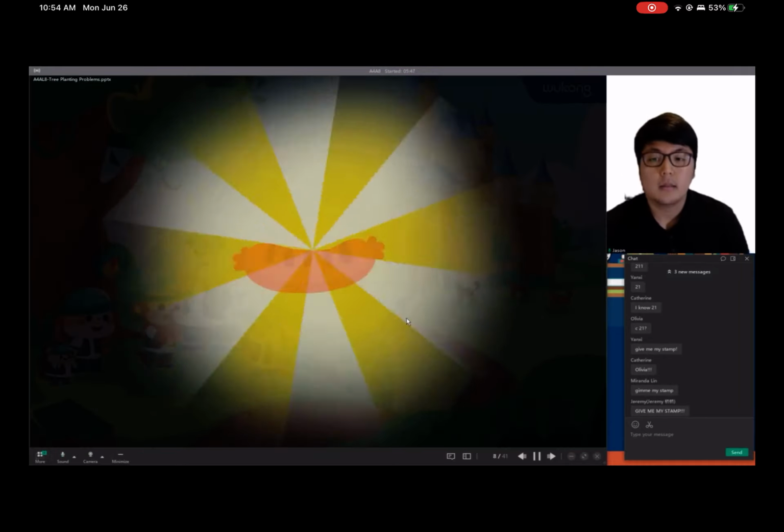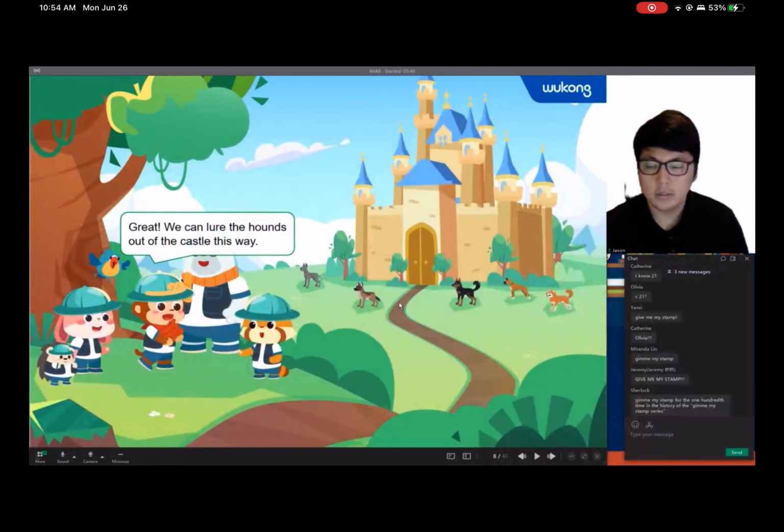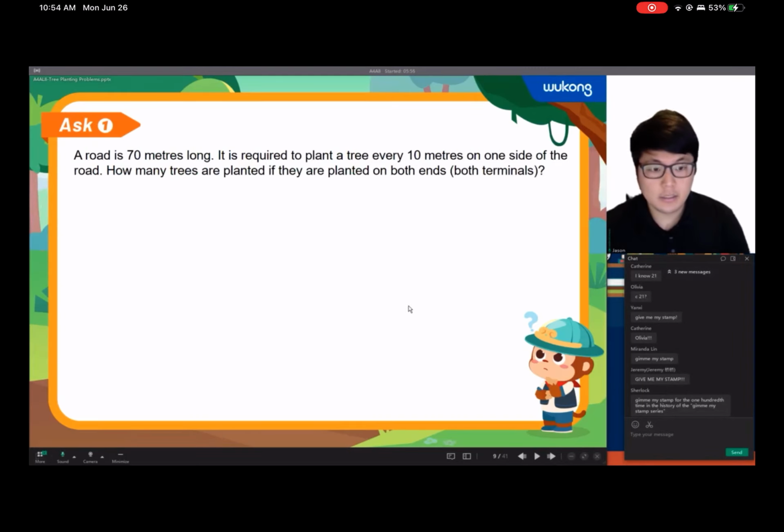And now, oh, here's the sausages. Great, we can lure these dogs out of the castle in this way. Okay, and now, this is the real question, guys. No more pictures. No more pictures.